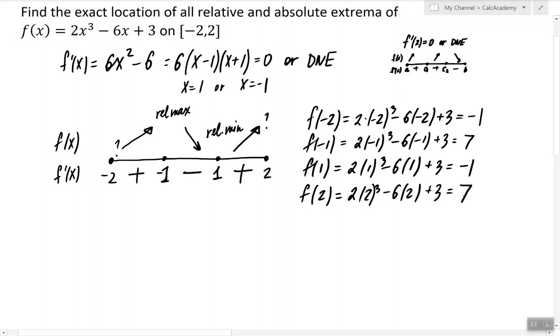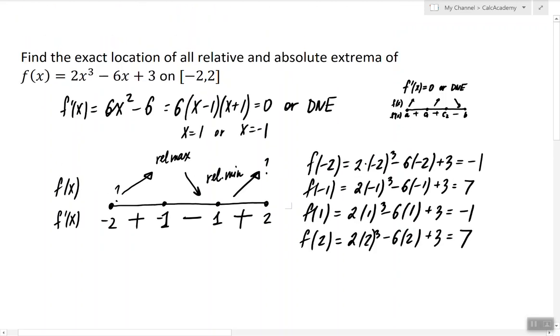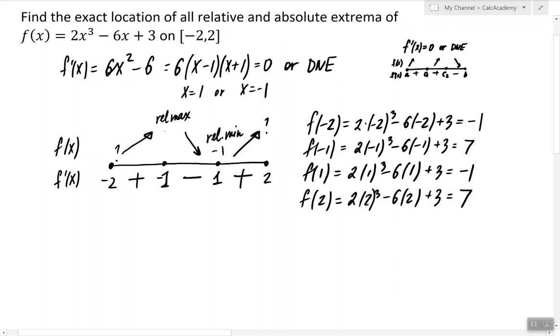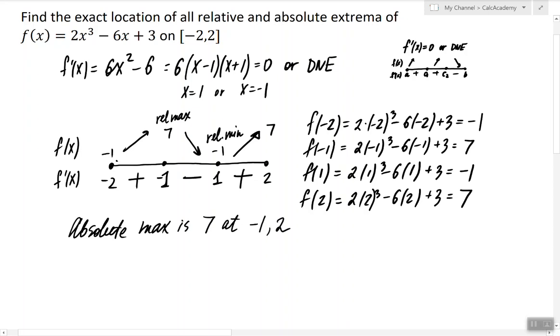So what happens at the endpoints is that the function at -2 has exactly the same value as the function at the relative min at 1, which is -1, and the function at 2 has exactly the same output as the function at the relative max at -1. So that means the absolute max is 7, and it's obtained at two values. It's at -1 and 2.